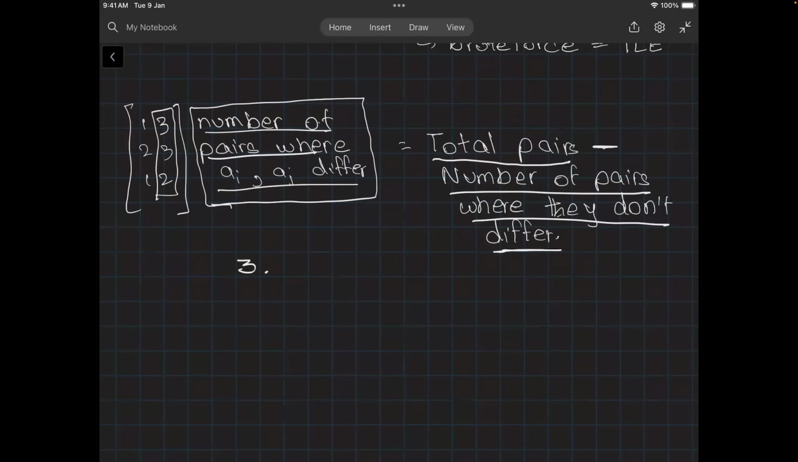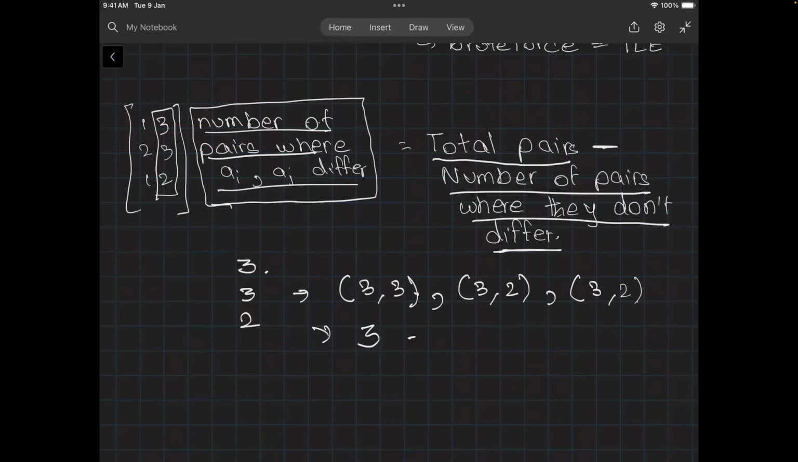Basically, I have 3, I have 3, I have 2. What are the pairs? 3, 3; 3, 2; and 3, 2. The number of pairs here are 3, and the number of pairs where the numbers don't differ is 1. So can we say that the number of pairs where they do differ is 2? Yes or no? Very much possible. Makes sense. Take a minute to understand this formula. And why does this work? Because number of pairs where they differ and number of pairs where they don't differ, if you add it, you get total number of pairs. So I'm just shifting it and I get my formula.